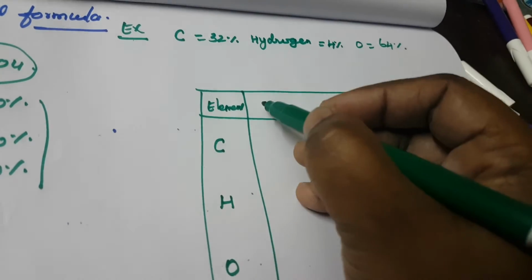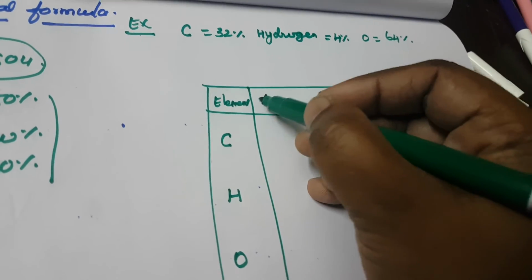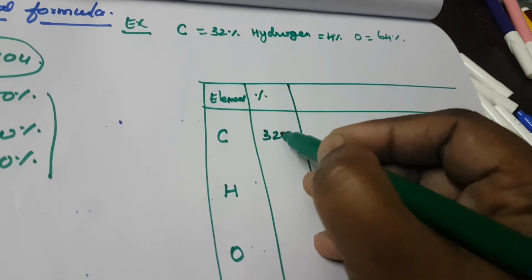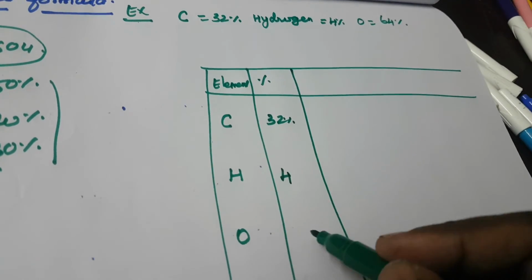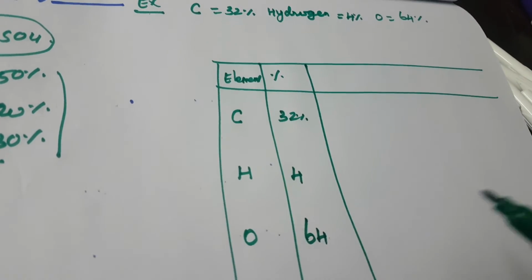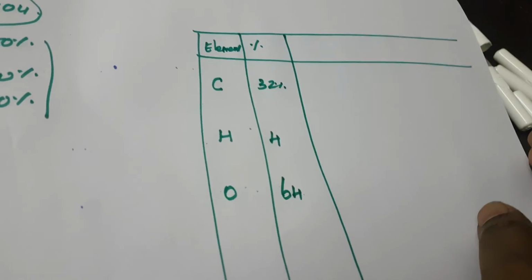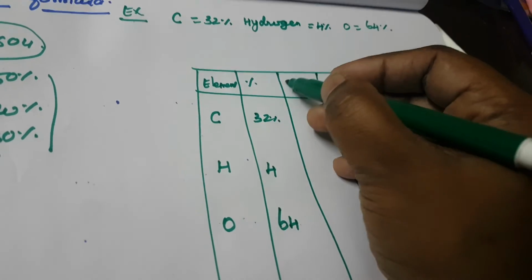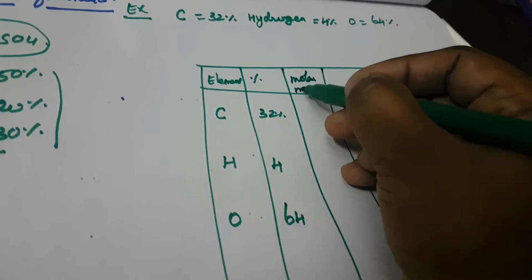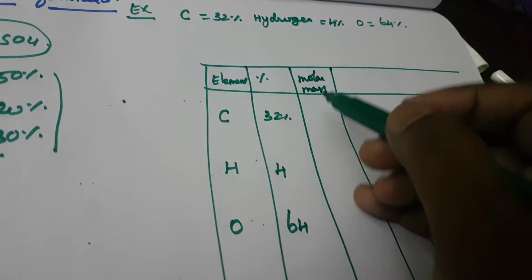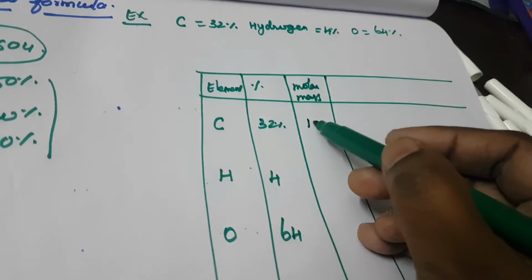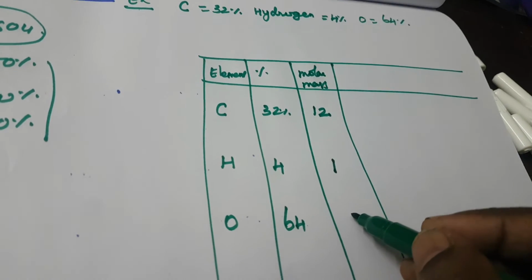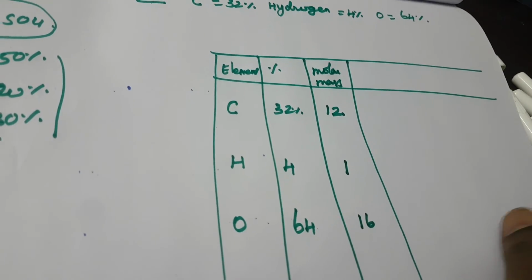Next we are going to see the given percentage. What are the percentages given? That is 32%, then 4%, then 64%. Next one is molar mass. What is the mass of these given elements? The atomic mass of carbon is 12, atomic mass of hydrogen is 1, atomic mass of oxygen is 16. You already know that, right?